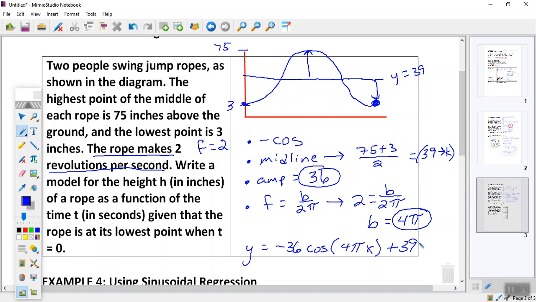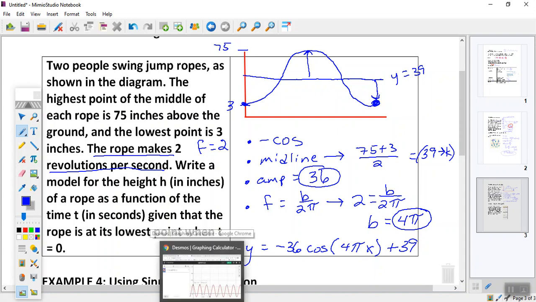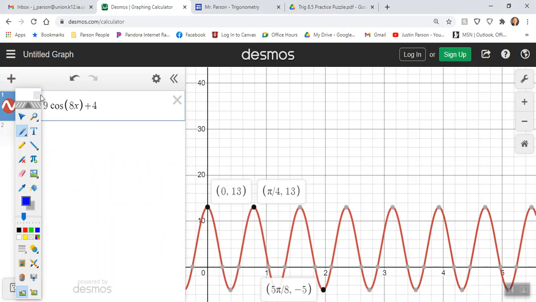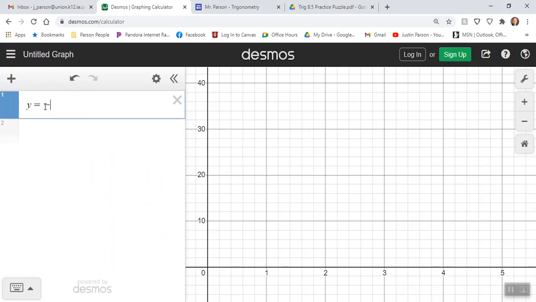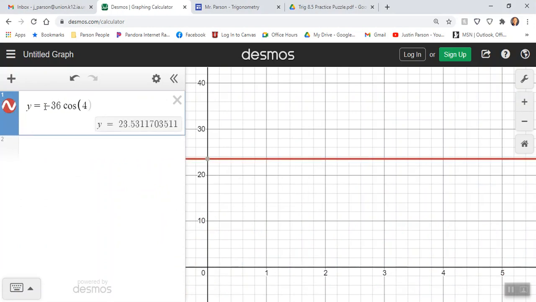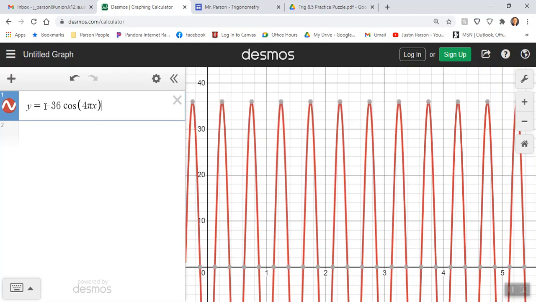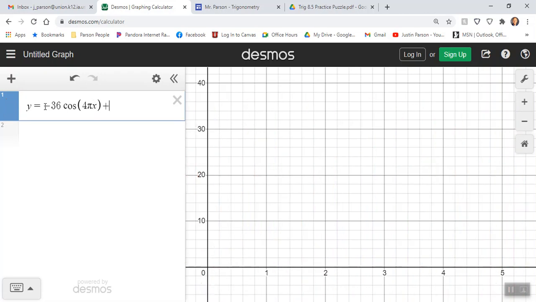Okay. Now again, when you get an answer, should you just be satisfied with it, or should we maybe graph it and talk about what's really here? Probably graph it. Okay, so let's talk about the frequency of this, kids. If I go in and graph my function, what we just got here was negative 36 cosine, what was it, 4 pi x, friends? And then plus 39.